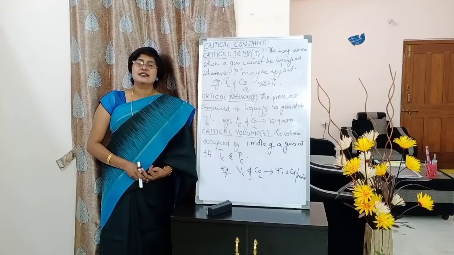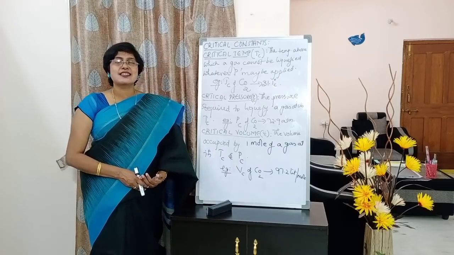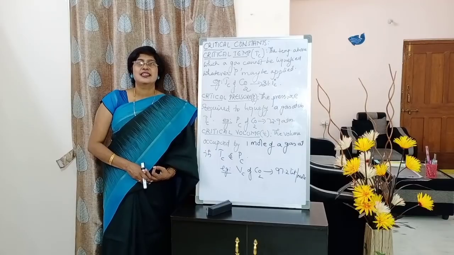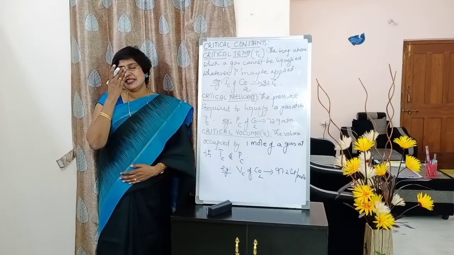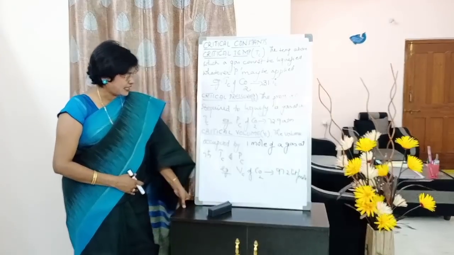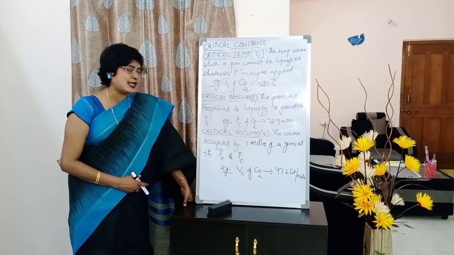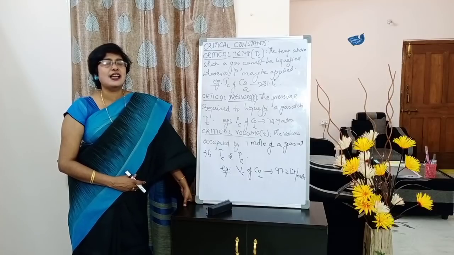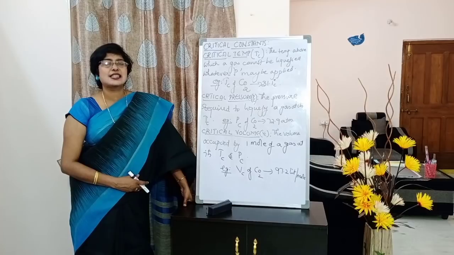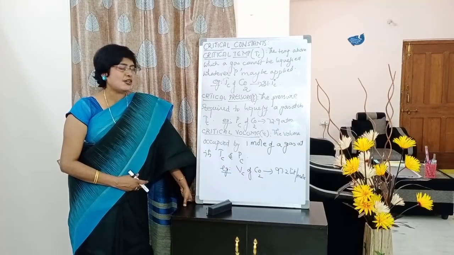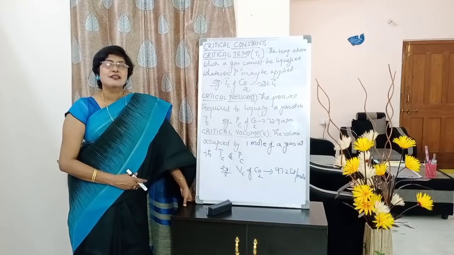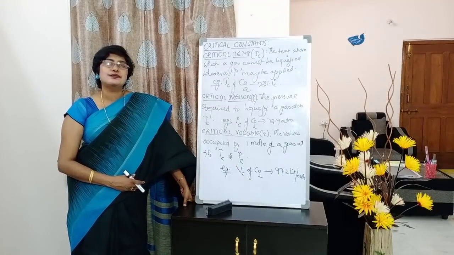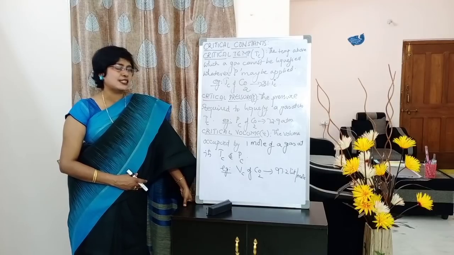Critical volume VC. The volume occupied by a gas at its critical temperature and critical pressure is called critical volume. Full stop. Example, VC of carbon dioxide is 97.2 liters per mole.